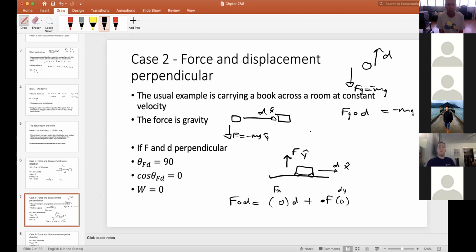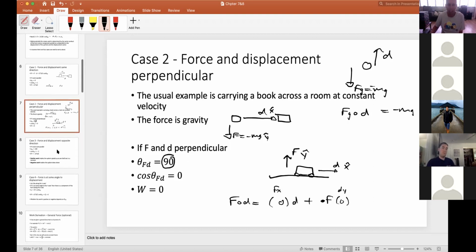So the idea here is that perpendicular forces don't do work. You don't do work against perpendicular forces when you move in the x direction. You don't do work against forces in the y. If your displacement and your force are 90 degrees off, you're not working against it. And we'll come back to that.